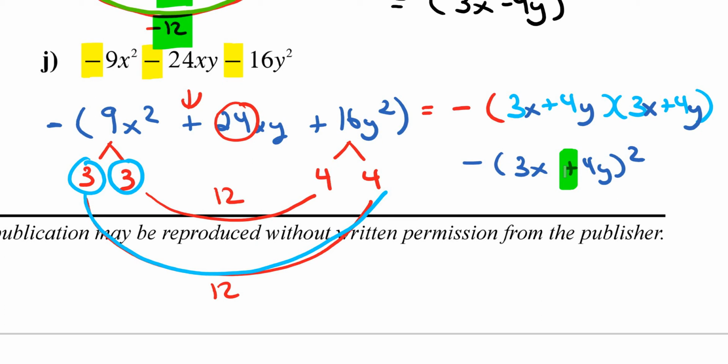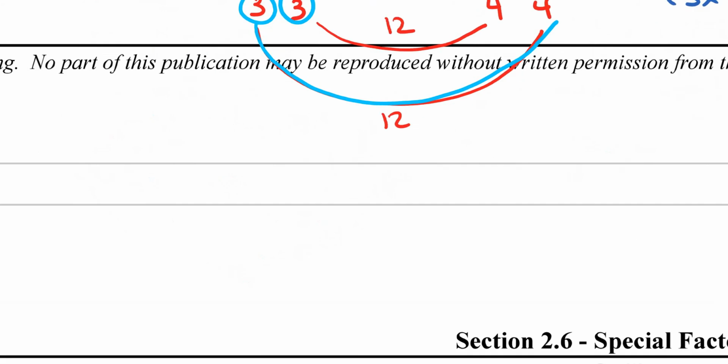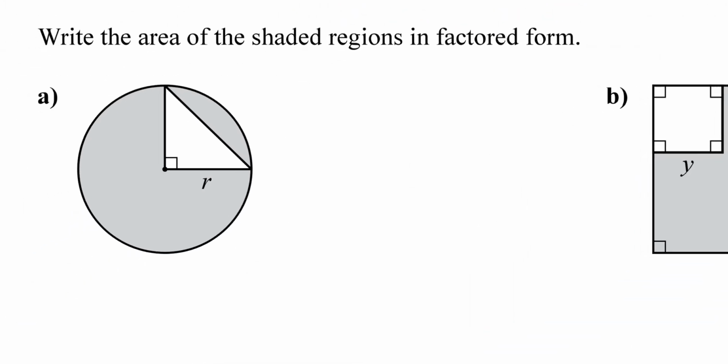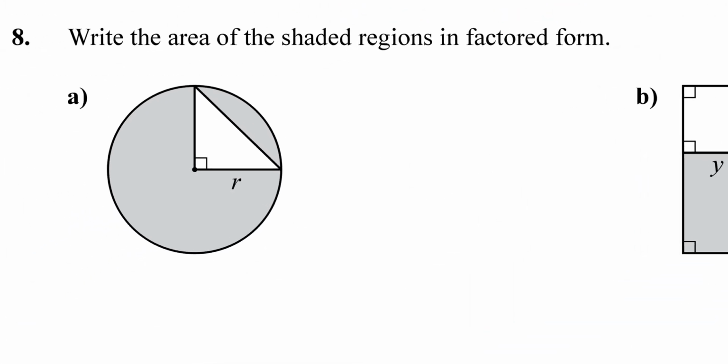Okay, I think the last few problems that I would like to try for this homework video guide are the questions from Part 8, where I need to write the area of the shaded regions in factored form. Okay, so the shaded region is pretty much this yellow region right there. So hopefully the shaded region is a little bit more clear in your workbooks.